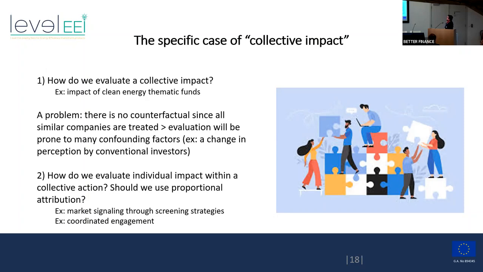There are problems with the measurement of collective impact, because some impact strategies rely on other people doing the same, like market signaling, for instance. When you want to influence prices in financial markets, you expect other investors to do the same. Let's say you are doing exclusion, and you think that if many people are doing exclusion the same way as you, then the prices of excluded companies will fall. And let's say it works. How can I measure your own impact through this collective action? I don't know how to attribute your own responsibility within this collective action.